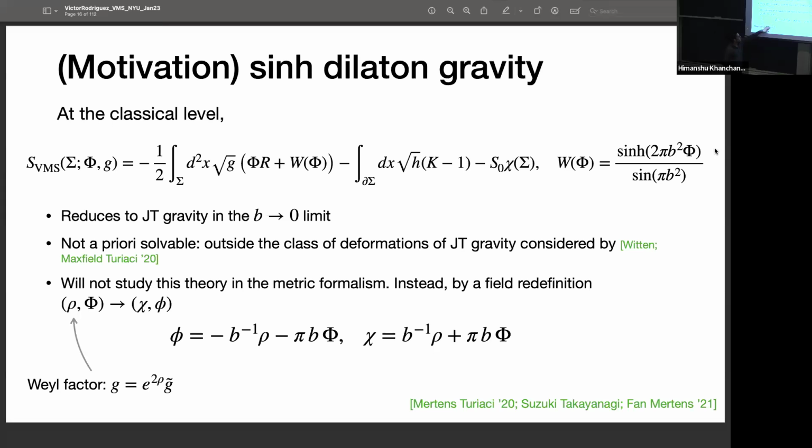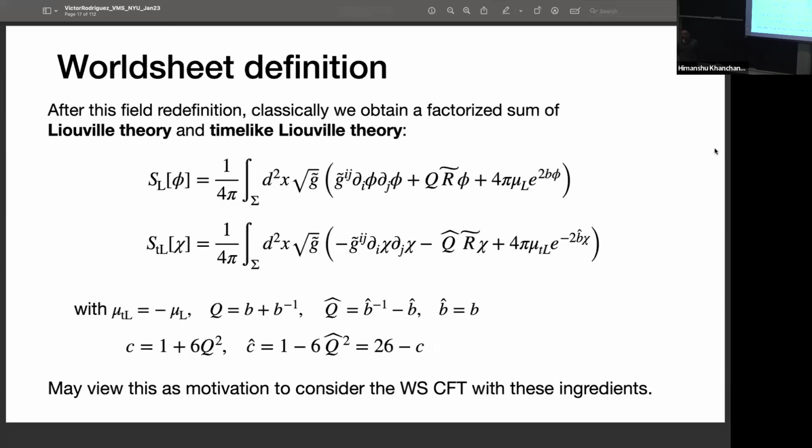If we do this field redefinition from the metric, or the Weyl factor here, so these are the two variables defined here, just a linear combination of them, you'll land on this action. Two decoupled actions. Liouville theory, which perhaps might be familiar to some of y'all, but also timelike Liouville theory. So you relate the two cosmological constants in this way. In particular, if you do that classical manipulation, you get this constant, and all these things are related in this perspective.